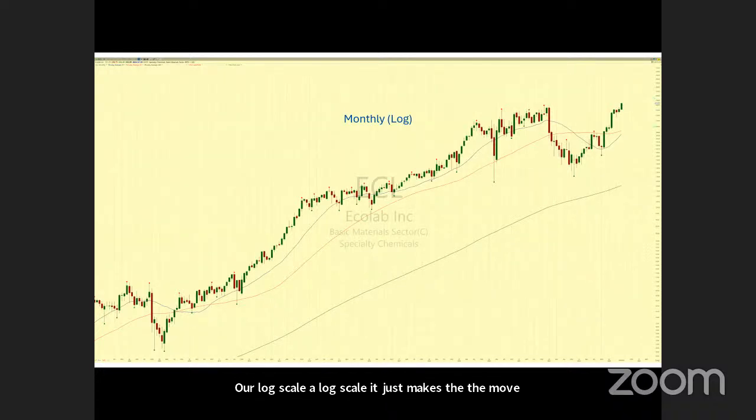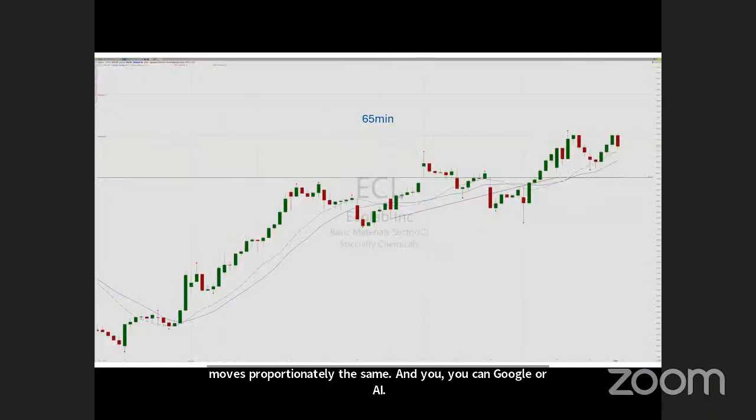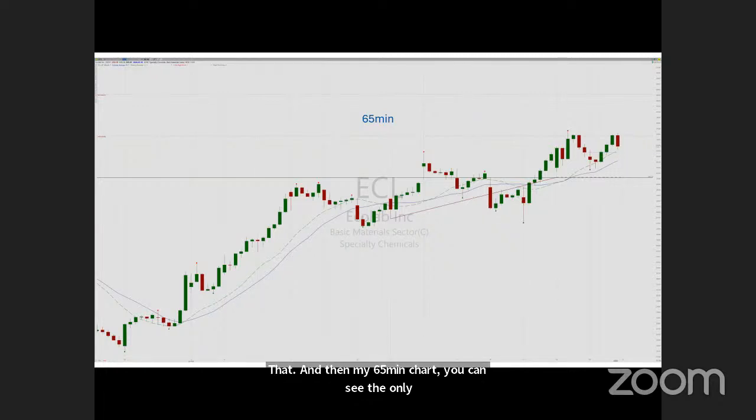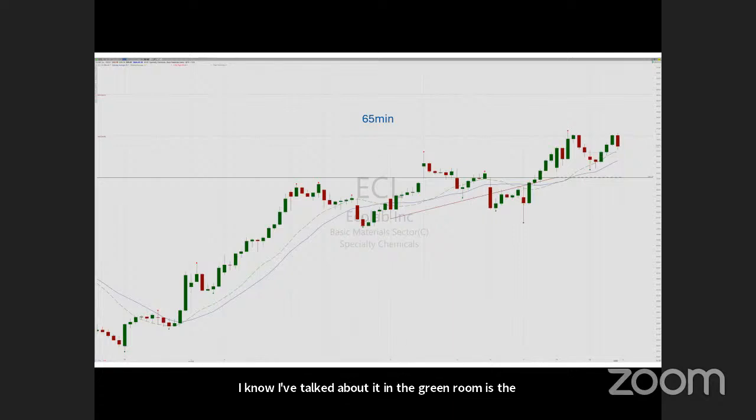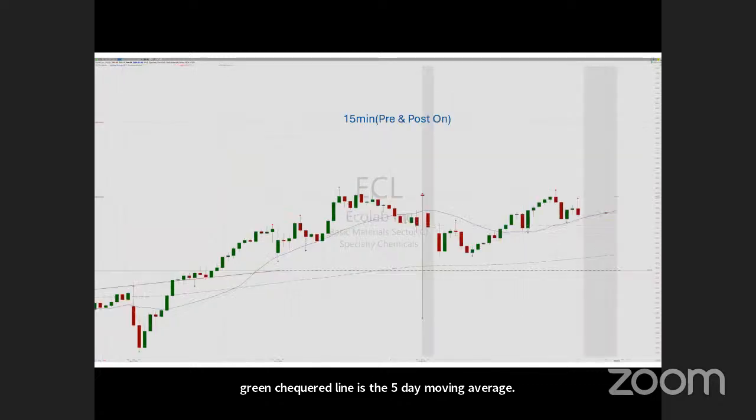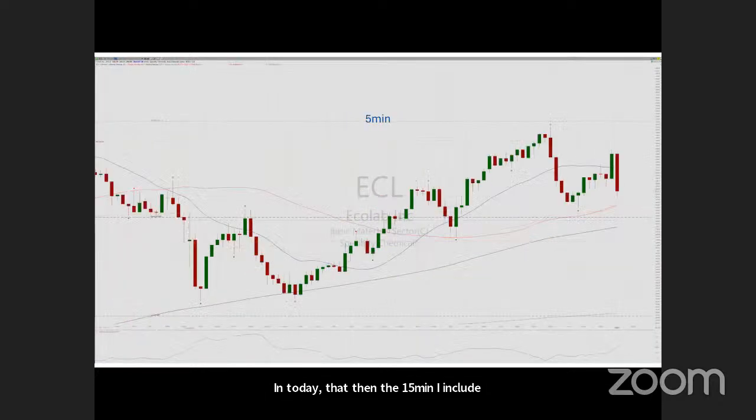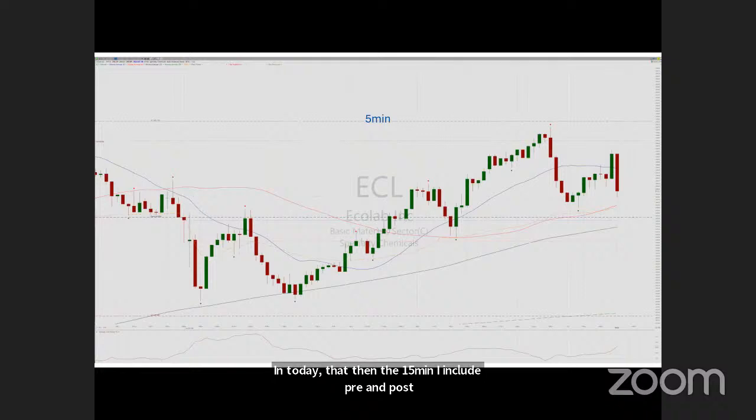And you can Google or AI that. And then my 65-minute chart, you can see the only thing that's added here, I know I've talked about it in the green room, is the green checkered line, the 5-day moving average, intraday. Then the 15-minute, I include pre and post data. And then the 5-minute, this is the one. And again, this is 20, 60, 200, as Greg has taught us.